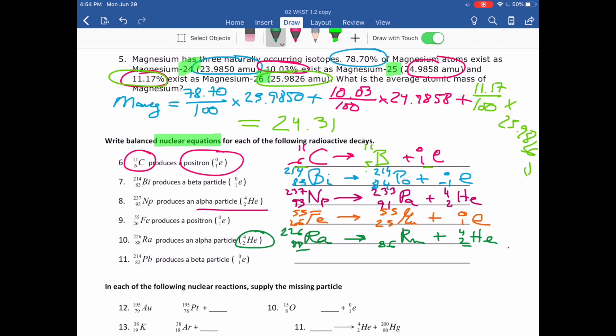So now, I look at the mass number. What mass number plus 4 equals 226? 222.